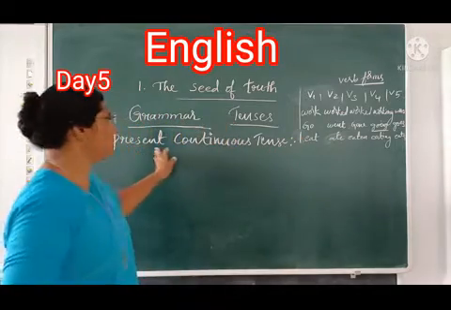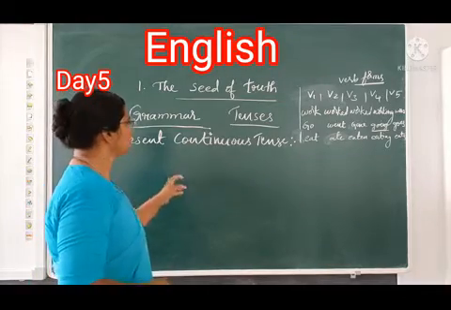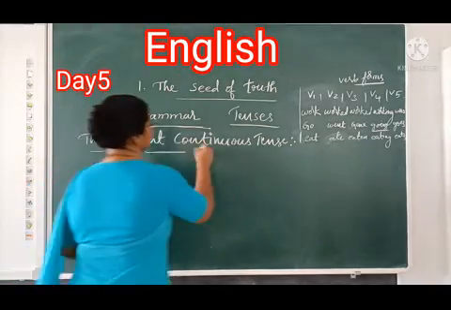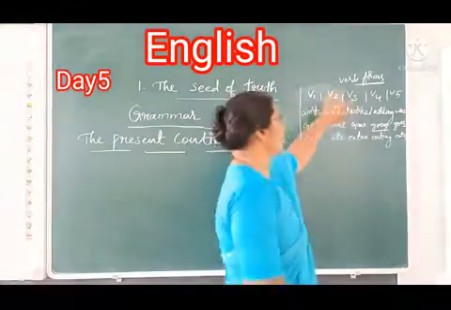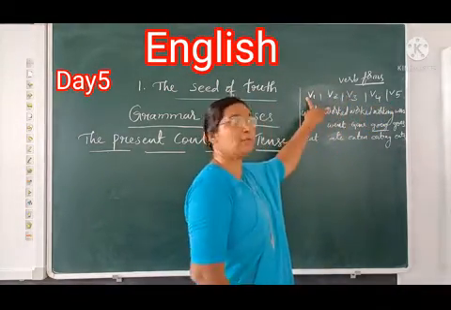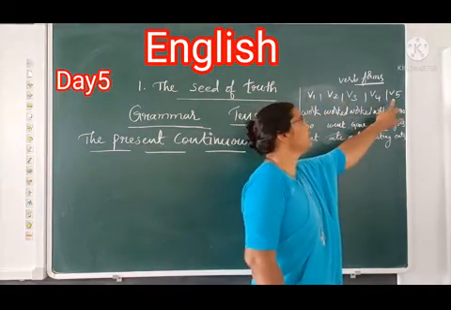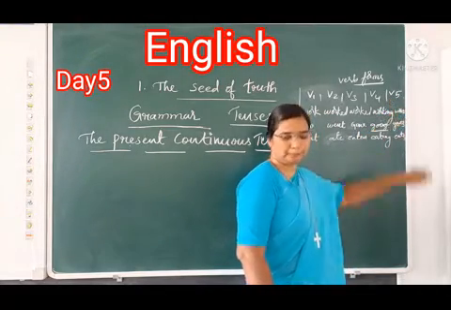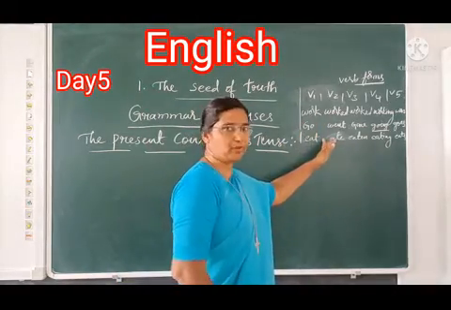Are you clear? The present continuous tense. So, now I am going to explain to you verb forms. V1, V2, V3, V4, V5. V1 means present simple, past simple, past participle, present participle, and third person singular. We use this verb form 5. Are you clear? So, I am going to explain to you these verb forms.